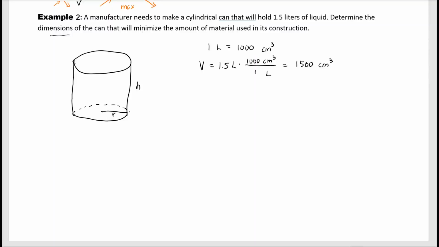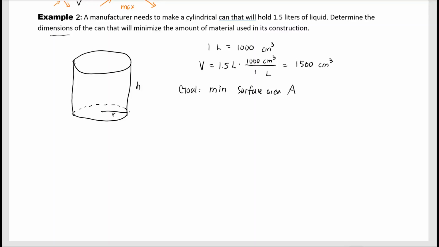We have the volume that is fixed. Okay, and so we want to determine the dimension of the can that will minimize. So our goal is to minimize the amount of material used in its constructions. So that is actually surface area. So let's call it A. Okay, so this is the first step. We draw the picture, name the variables, and figure out what we want to maximize or minimize.